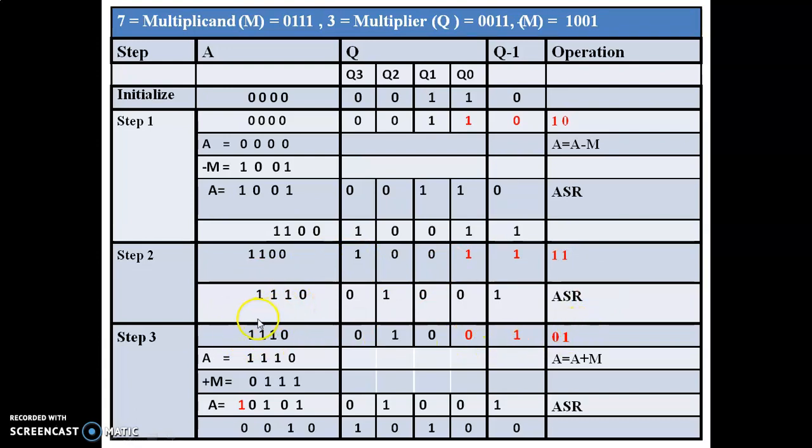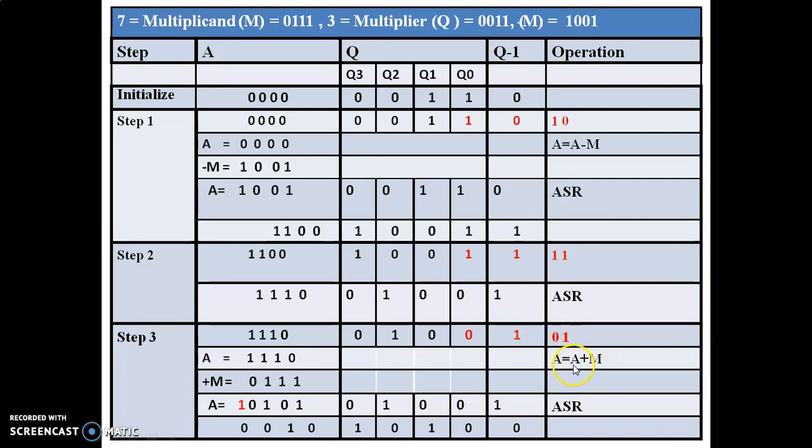So see, again we have written it as it is, this 1 1 1 0 here, this 0 1 0 0 1 as it is. Now what are the q0 and q minus 1 bits? Compare 0 and 1. When it is 0 and 1, what do we have to do? We have to do A equals A plus M.